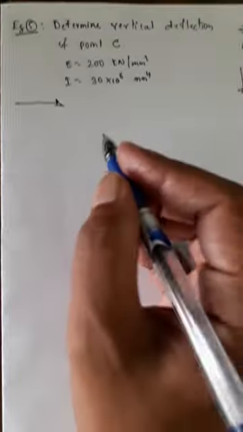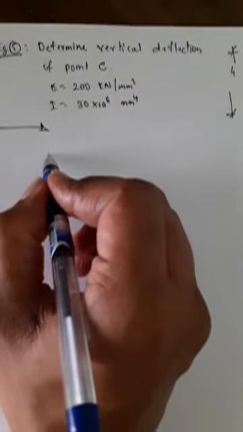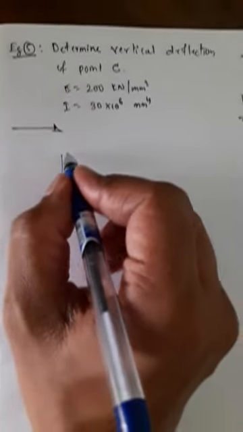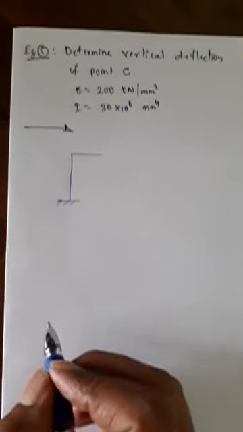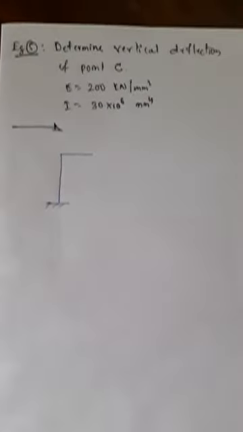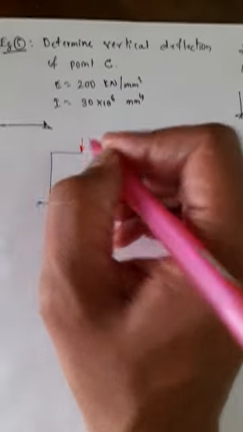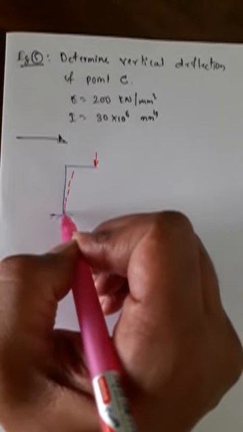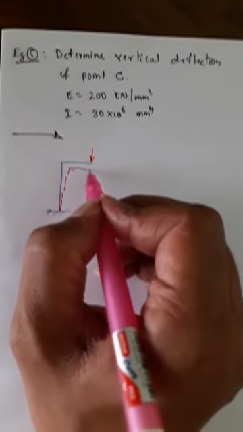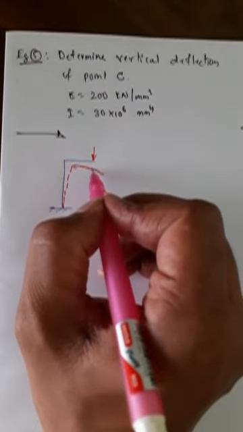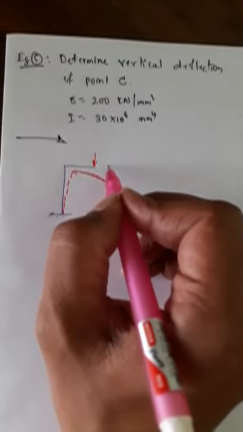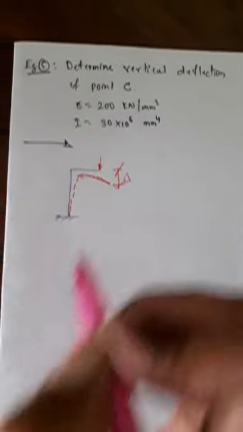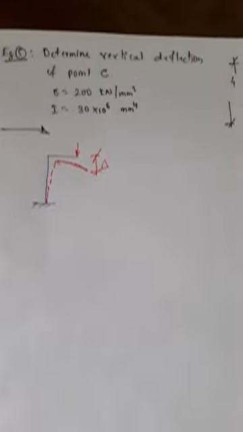Now just let us see how this frame bends. If this is my frame, when I apply the load, it is going to deflect like this. So this distance will be the vertical deflection delta. I have to find this.